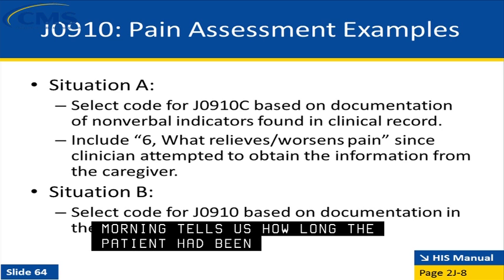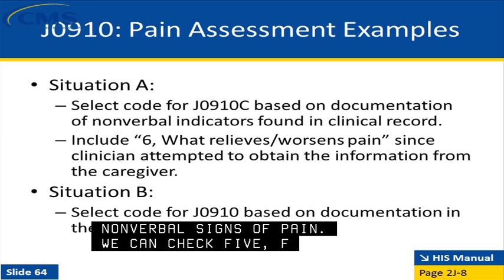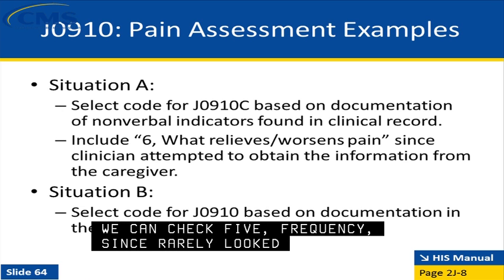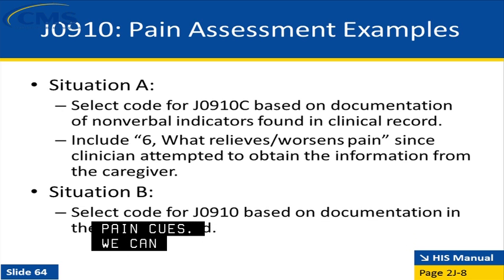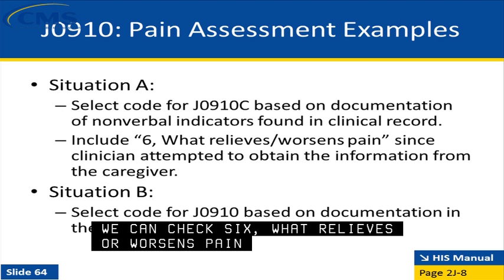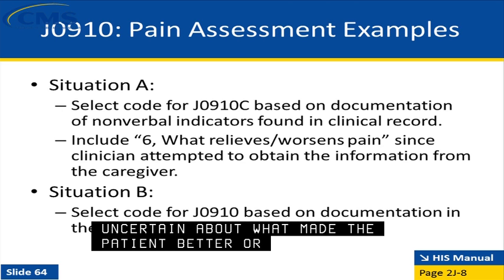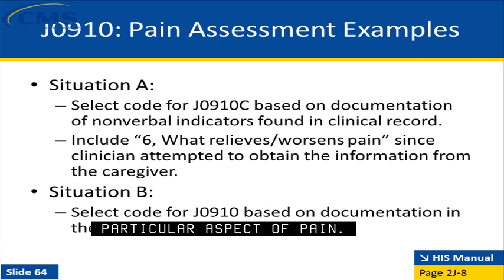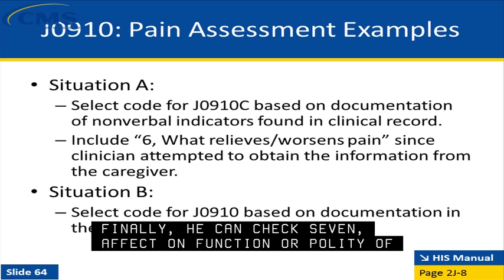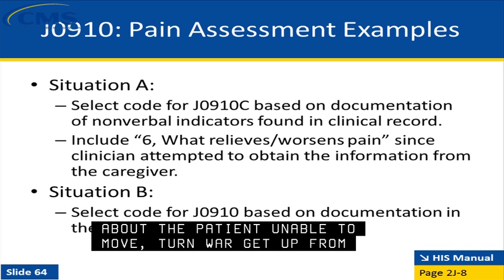We can check 5, frequency, since "rarely looked comfortable" gives an indication of how often the patient exhibited nonverbal pain cues. We can check 6, what relieves or worsens pain, since although the family stated they were uncertain about what made the patient's pain better or worse, the clinician did ask about this particular aspect of pain. Finally, we can check 7, effect on function or quality of life, since the note about the patient being unable to move, turn, or get up from bed tells us that pain has affected or changed the patient's activity.